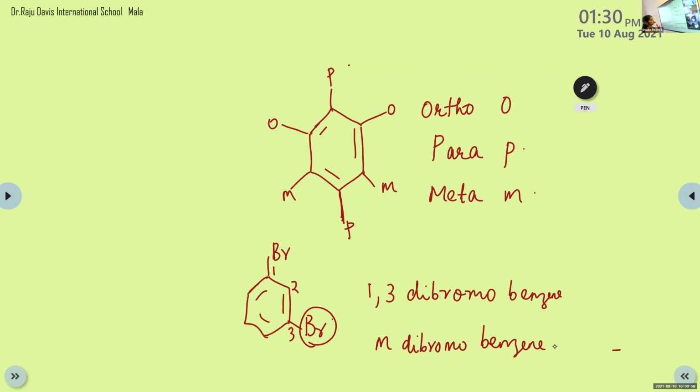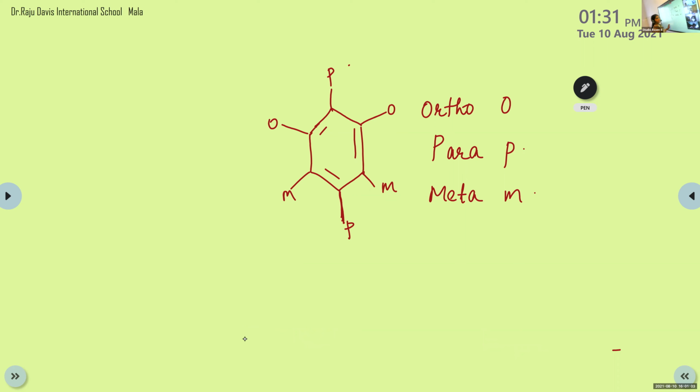Okay, this is clear? Yes. Then one more. Why are we not considering the position of the other bromine group? We are using the first position, comparing with other positions. This one is a constant and we are comparing other positions with this one. That's it. This is clear now? Yes, ma'am. Okay, then one more.